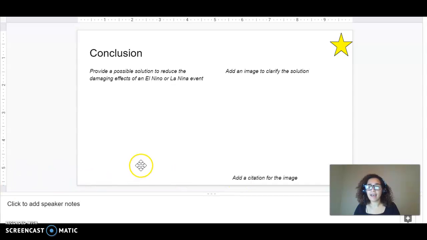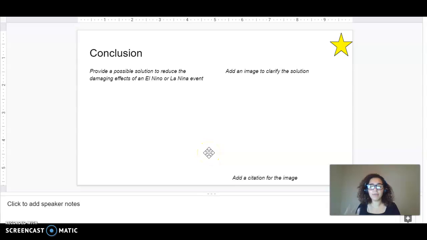The last slide is going to be our conclusion. This is where you get to come up with a possible solution to reduce the damaging effects of an El Niño or a La Niña event. This is going to be very similar to number 7 that you've already done on the questions. And make sure you add that image and the citation.